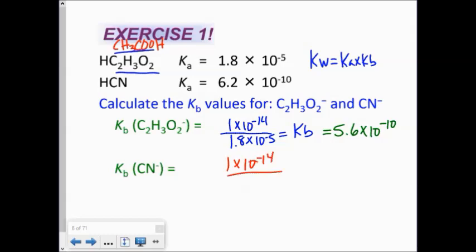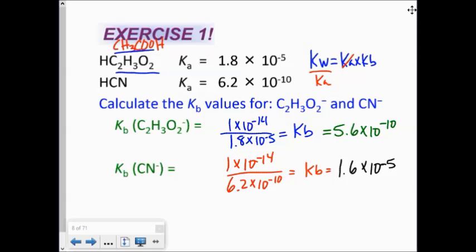I'm just manipulating this equation, dividing it by Ka, doing that extra algebra step quickly. So its Kb is going to be 1.6 times 10 to the minus 5. So this is a simple calculation, but this also does provide us information about the strength here.